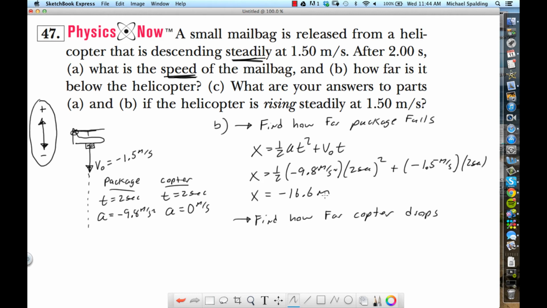For the package, somebody saying no. Is that right? It's right. Crush it, Spaldo. Okay. So that's how far the package falls. Is that the answer? No.